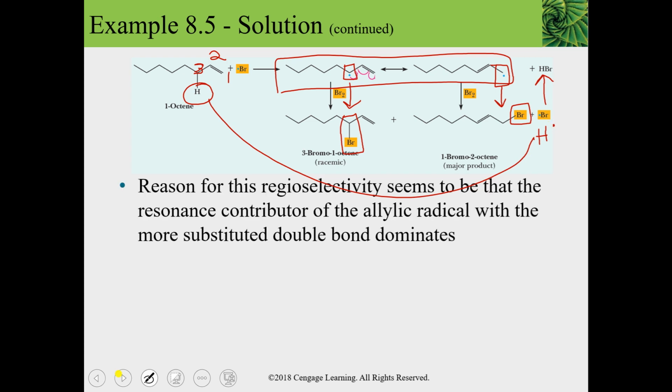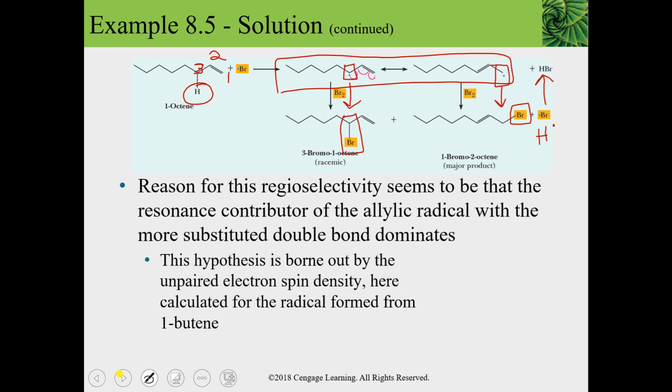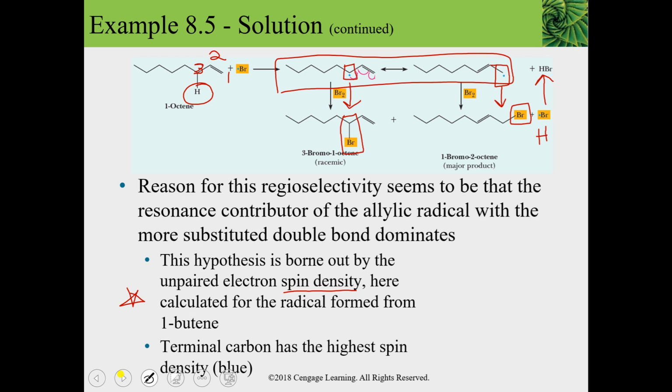All right. So the reason we have such regioselectivity is because of resonance. Resonance matters. Resonance of the allylic radical matters. And the resonance contributor shows that the more substituted double bond dominates. So the more that the double bond is substituted, that's the dominant major product. So it all circles around spin density. We're not going to get into that here. That's more reserved for physical chemistry. But just understand that spin density is the reason for this. And terminal carbons have the highest spin density. We'll talk about terminal carbons in another lecture.